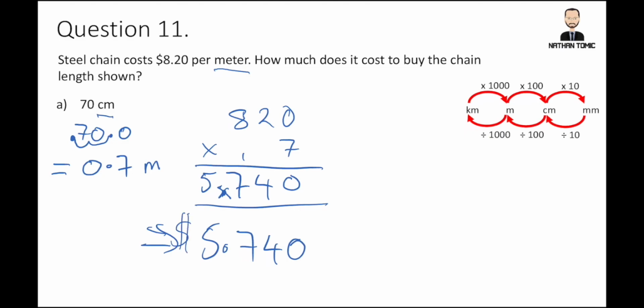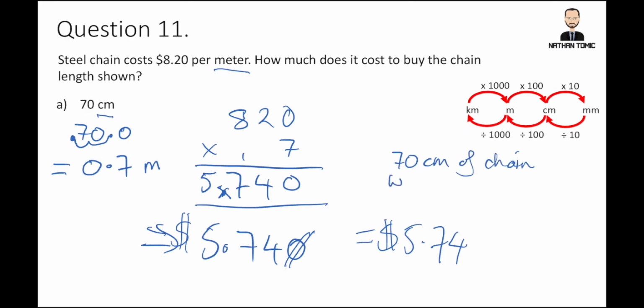And because it's dollars and because this is a 0 here, we don't want to actually show that. So we actually say it is equal to $5.74. So now we need to write that in a worded question though. So we can write 70 centimetres of chain will cost $5.74. Okay, so that's one way of doing that question. There are other ways you could get to it, but that's one way that we'll look at in this case.